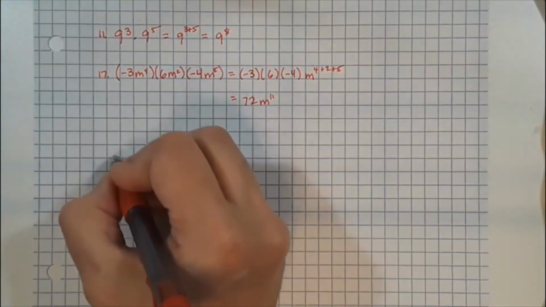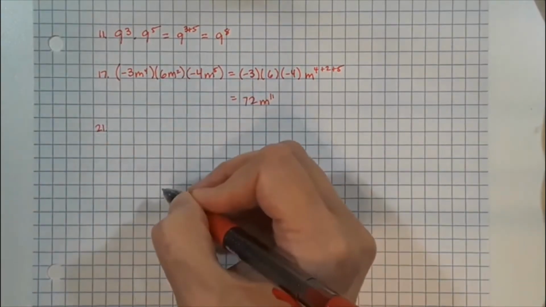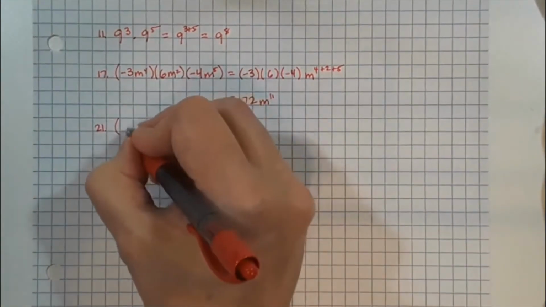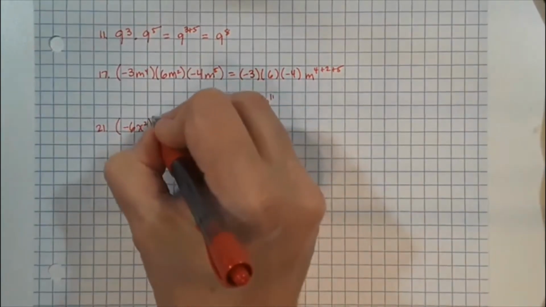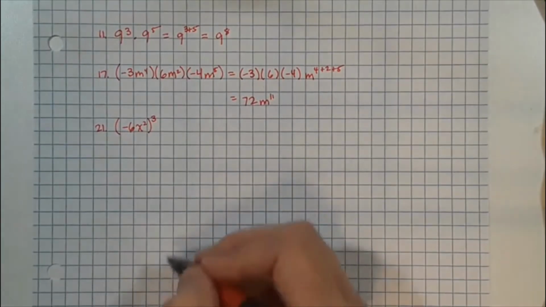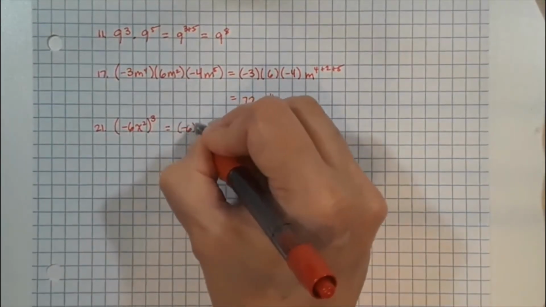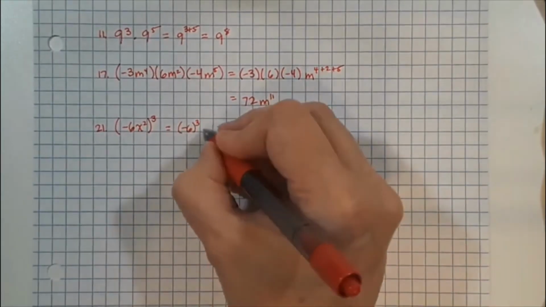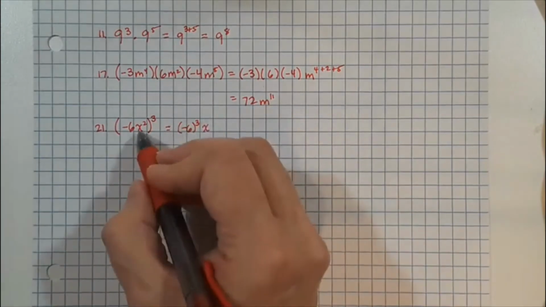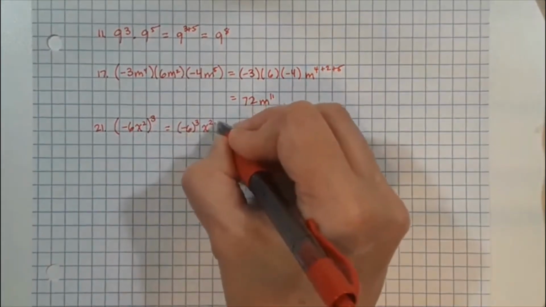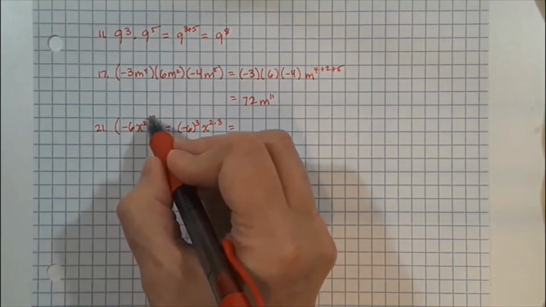This next problem is similar to number 22. And I have negative 6x squared, and I'm taking the whole thing and I'm cubing it. I'm raising it to the 3rd power. So that means I have to take the negative 6 to the 3rd power, and for my x term, I'm going to multiply my exponent. So 2 times 3. Again, I'm multiplying because I'm taking a power to a power.